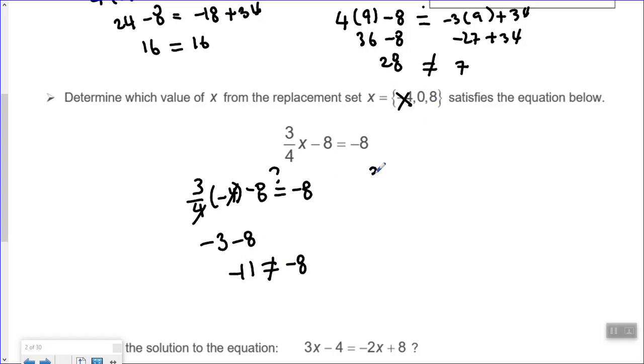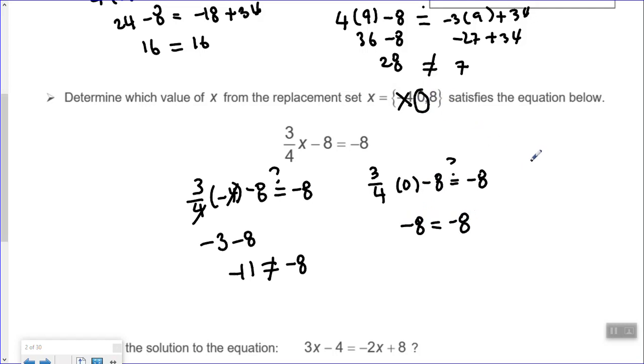Let's plug 0. 3 over 4 times 0 minus 8. Is this equal to negative 8? So 3 over 4 times 0 is 0. 0 minus 8 is negative 8. Yes, it is the solution.